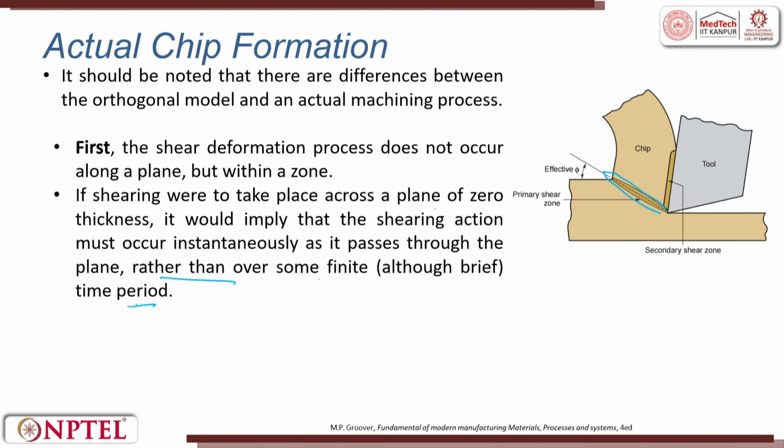In reality, why do we always consider it as a plane? Simplicity. But in reality, it is a zone, because if you take it as a plane, it has to be formed instantaneously, but there is a small lag in time while cutting happens.